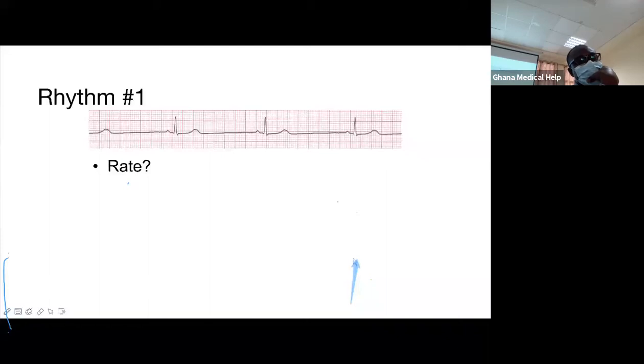So just the rate using the second option. What do you think the rate is? Because this is not up to a 6 second strip. So if you count the number of boxes between this R wave and the next one, how many do we have? And if you divide 300 by that, what do you get?